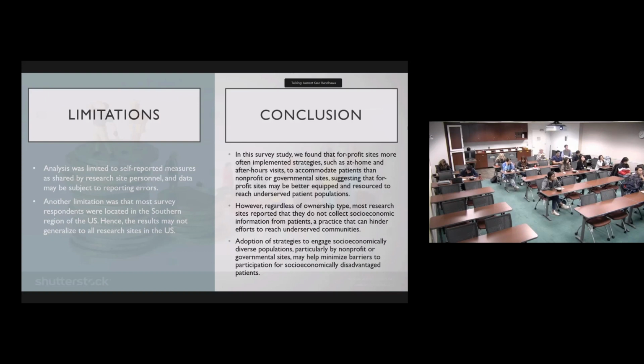And in the conclusion, in this survey, we found that for-profit sites more often implemented strategies such as at-home visits and after-hours visits to accommodate patients than non-profit ones. That suggests that for-profit sites may be a better option for increasing the representation of such minority groups. However, regardless of ownership type, most of the research sites did not collect data on the socioeconomic status of the patients. And also, I believe adoption of strategies to engage socioeconomically diverse populations, particularly by nonprofit or governmental sites, may help minimize barriers to participation for such minority groups.